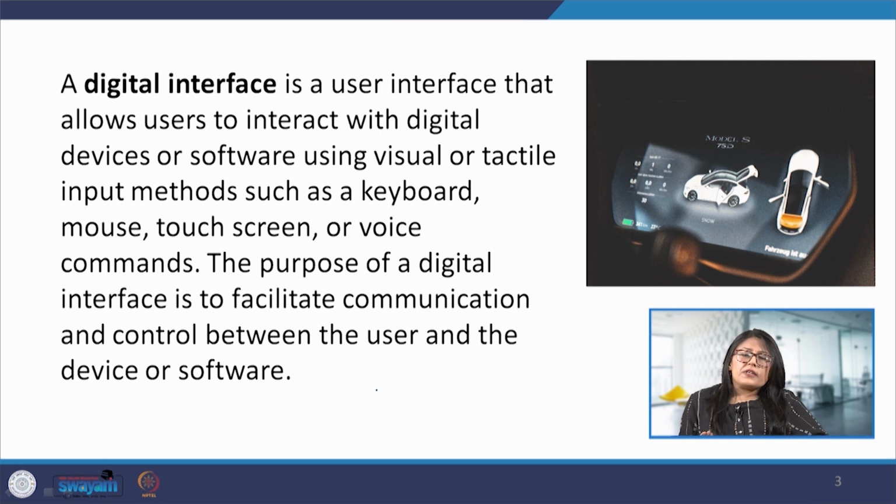Now, digital interfaces can come in several forms. They can be a simple command line interface, and it could also be a very complex graphical user interface. So, we have seen in one of the lectures earlier also that the command line interface typically involves typing commands into the console, whereas the graphical user interface is where we interact with the system with the help of menus, icons and through the windows.